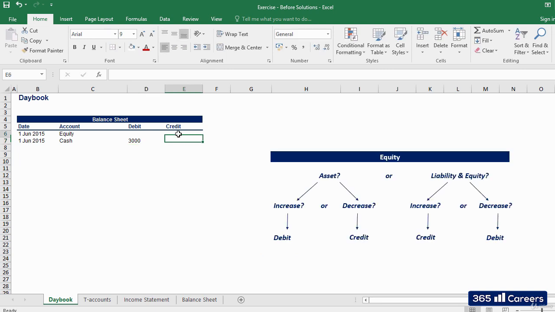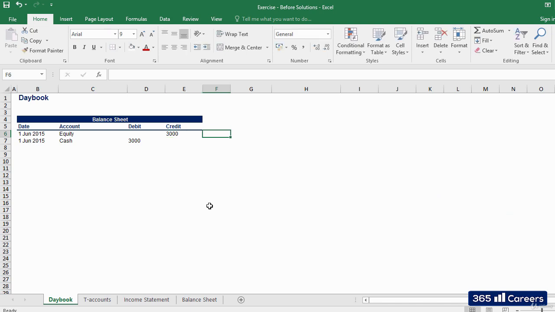Equity, on the other hand, stands on the right side of a balance sheet, and therefore when it increases, we credit its account. Okay, perfect. You can see how the double entry principle functions. The value of debits matches the value of credits, as it should. Let's go to the next sheet and write these entries as T accounts.